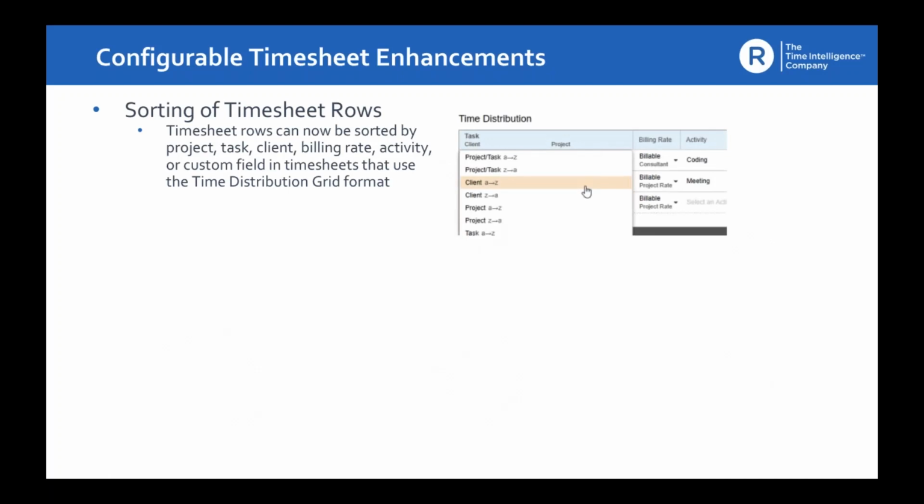The first one we released is the sorting of timesheet rows by project, task, client, billing rate, activity, or any other custom field that you have created within timesheet, and if you're using the time distribution grid format. The benefit of this feature is it definitely makes it easier for employees to find projects and tasks and activities that they need to add additional hours to, at the same time giving approvers the ability to group the data that pertains to a single project or single client, but it is scattered across multiple rows across the timesheet. And these both benefits actually contribute to greater user adoption and provide better user experience with Replicon interface as well.